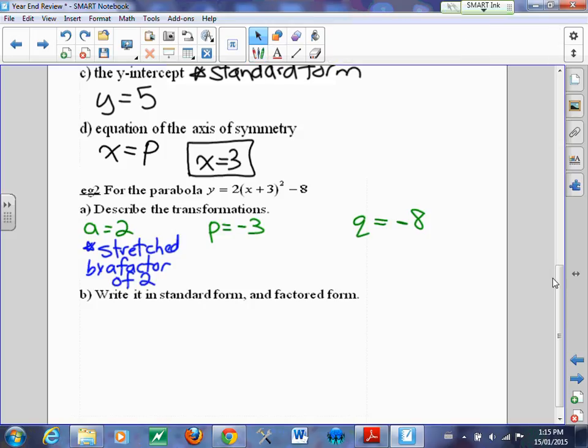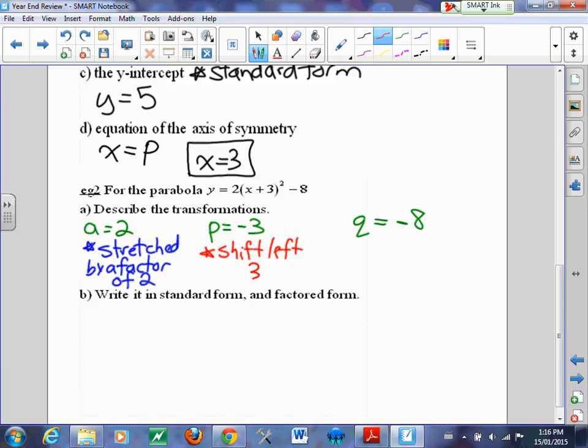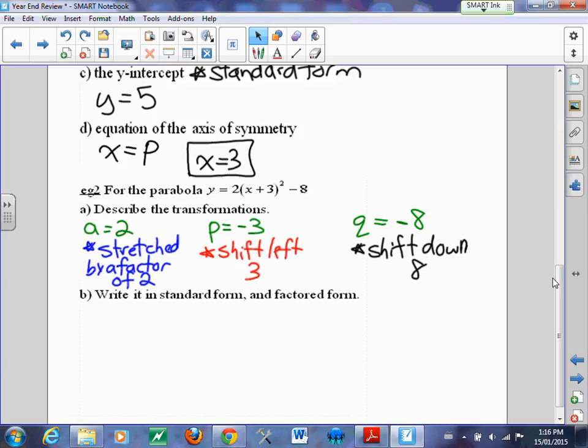All right, the next one, ladies and gentlemen, is P. P is your left-right shift. Okay, and if it's negative, you're going to the left. So you're going to shift left 3 spots. All right, taking a look at your Q. Your Q is -8. That's your up-down movement. Since it's negative, you're going down. So this tells us to shift down 8.